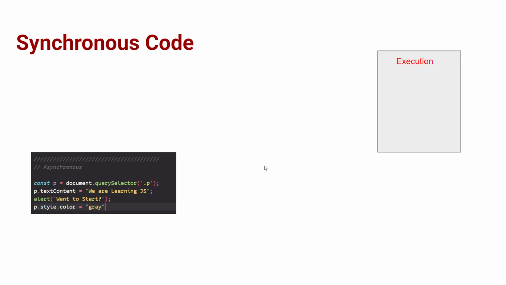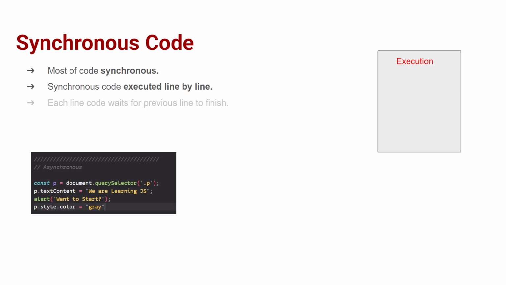So let's look at that inside our slide. Most code is synchronous code. Synchronous code executes line by line. Each line of code waits for the previous line to finish. Long running operations block code execution. So let's look at how to block the code execution in synchronous code.